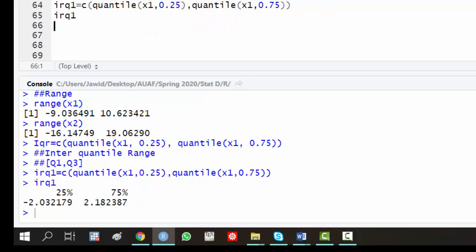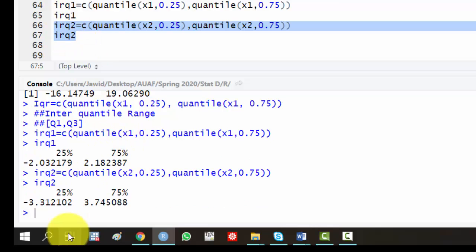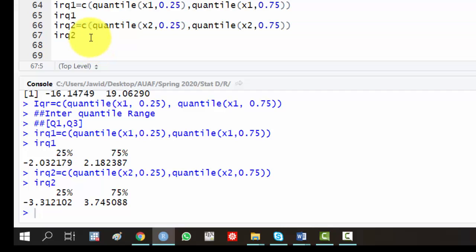So the same thing we can calculate for x2. I just copy everything together and paste it here and change x1 to x2, this one to 2, this one to 2, and this variable x1 to x2, and this one also x1 to x2. Now, if you run these two values together, you see the interquartile range for x2 starts from -3 and ends at 3. Again, the interquartile range of the second variable is lengthier than the first variable, indicating that we have more variation in the variable x2.